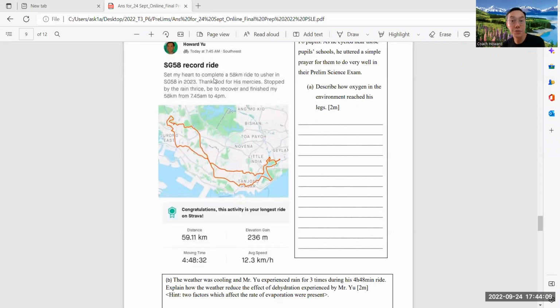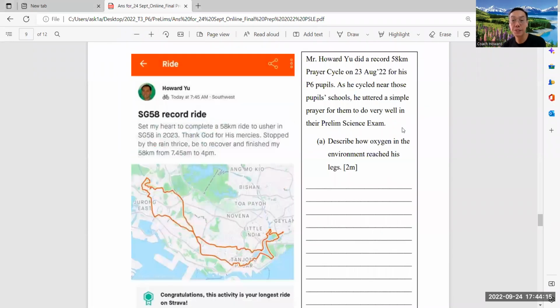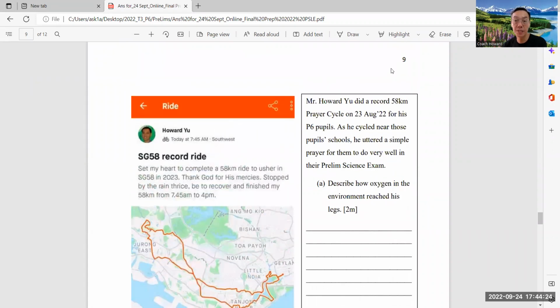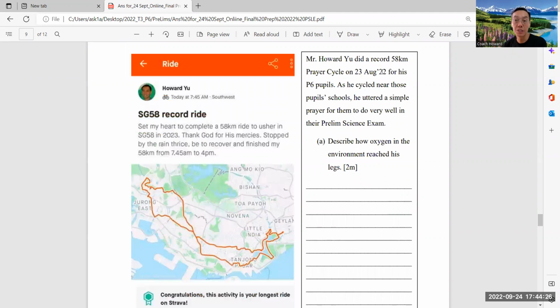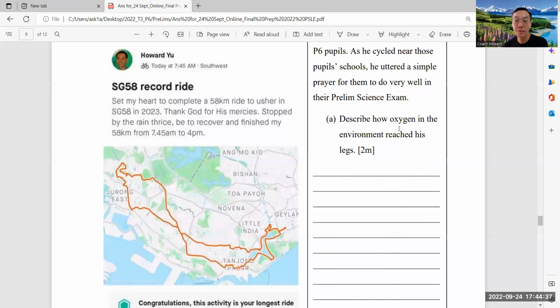Okay, let's continue these questions. For some students who have attended my earlier lesson, this is a repeat question testing your respiratory system. So it says that Mr. Howard, you did a record 58 kilometers prayer cycle on 23rd August 22 for his P6 pupils. As he cycled near those pupils' school, he uttered a simple prayer for them to do well in their prelim science exam. Describe how oxygen in the environment reached his legs.